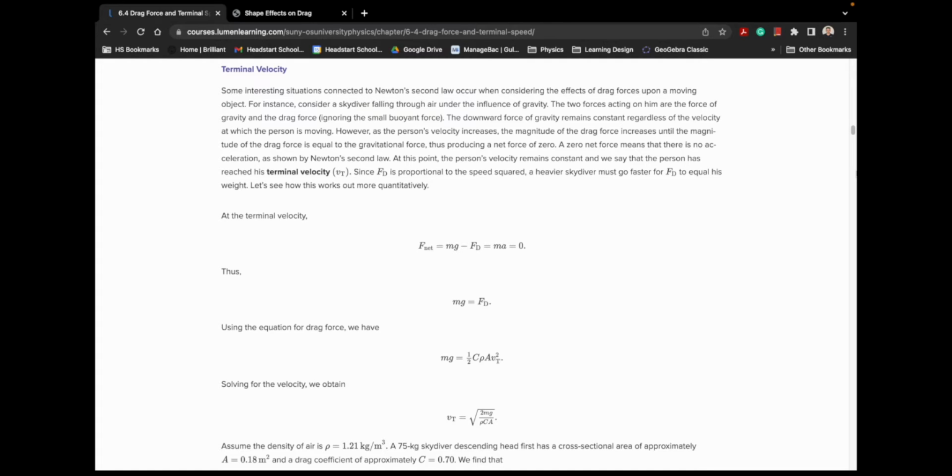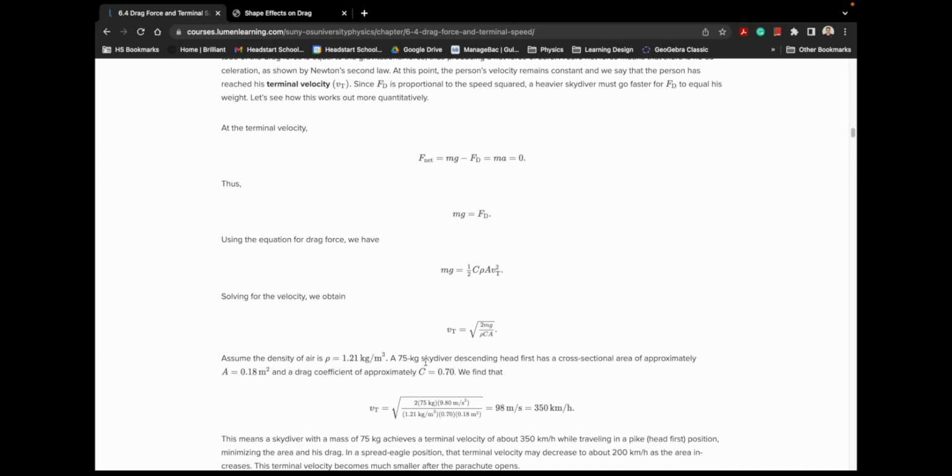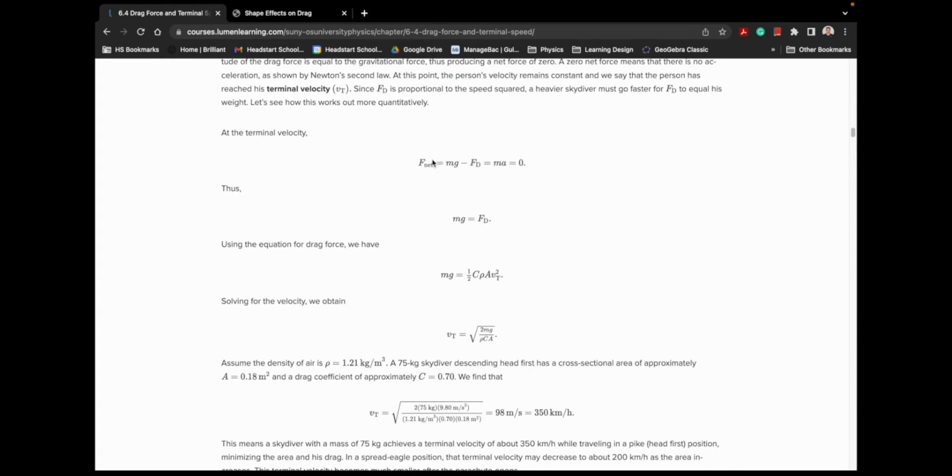A general problem in finding the terminal velocity of a freely falling object could be the one that is shown on the screen, in which a 75 kilogram skydiver is diving headfirst in air and has a coefficient of drag of 0.70 and a cross-sectional area of 0.18 meters squared. And traditionally this question would be solved like this.